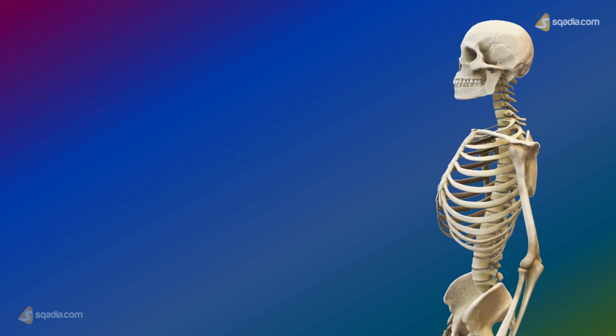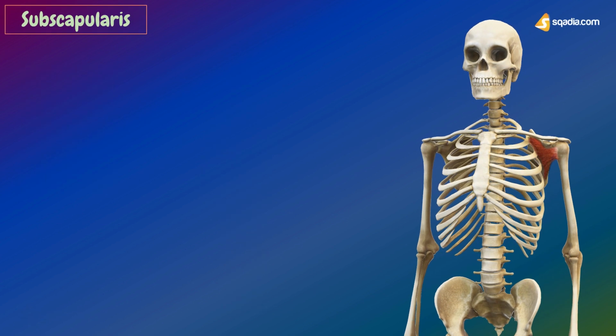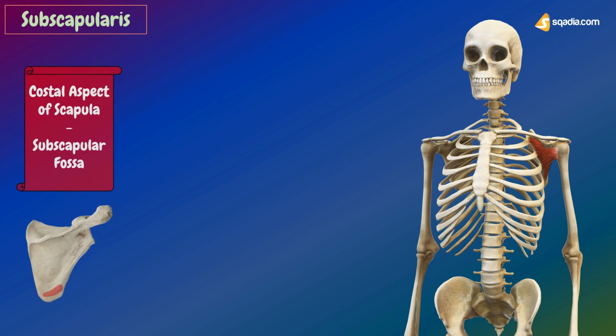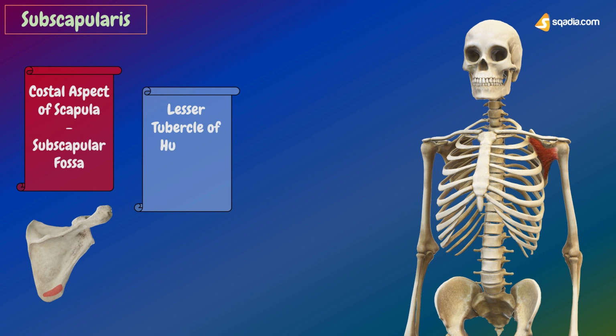The last in our list of muscles of the scapular region is the subscapularis muscle. The subscapularis and teres major form the posterior wall of the axilla. The contents of the axilla lie over them. It originates from the scapula, costal surface, medial two-thirds of the subscapular fossa. Its fibers converge and are inserted in the lesser tubercle of the humerus.